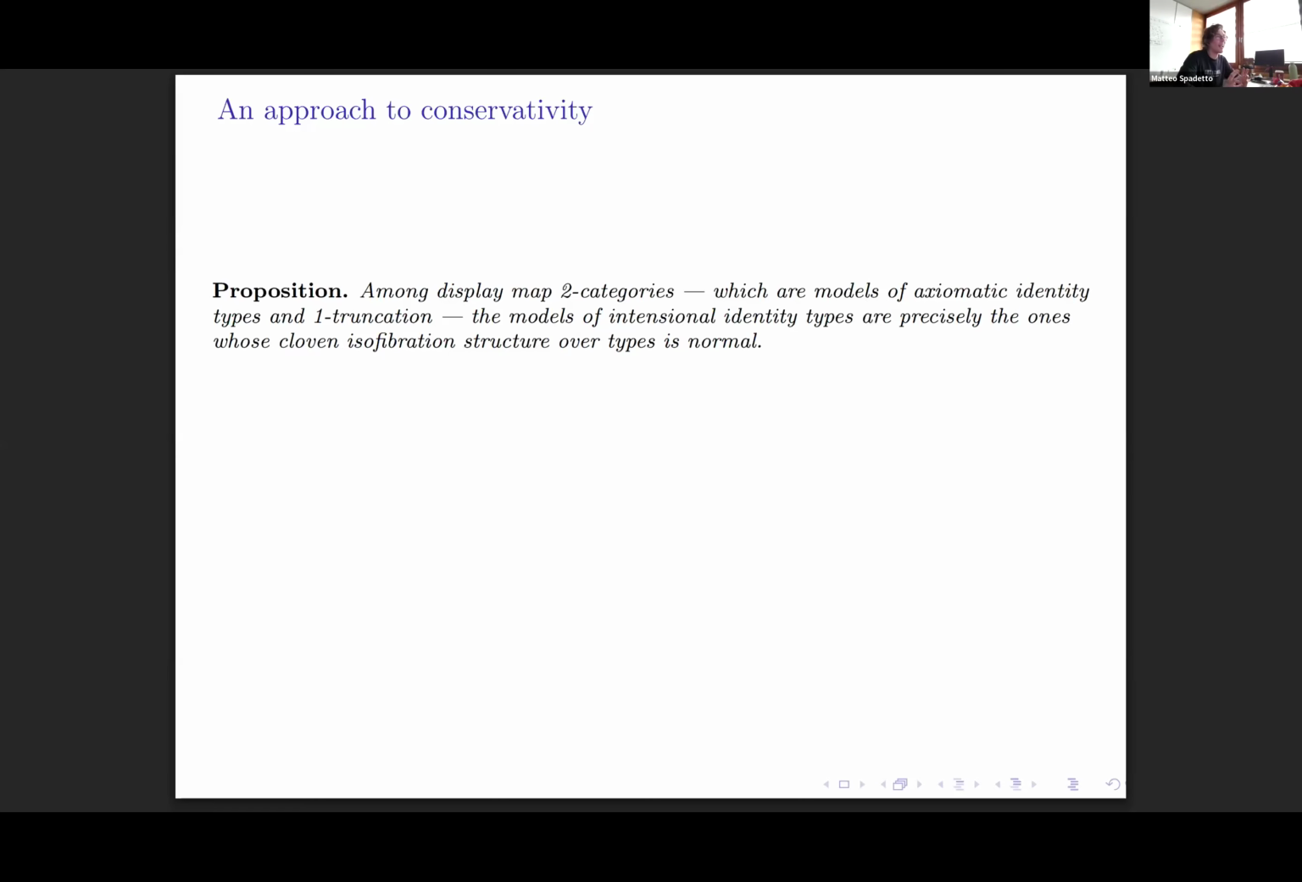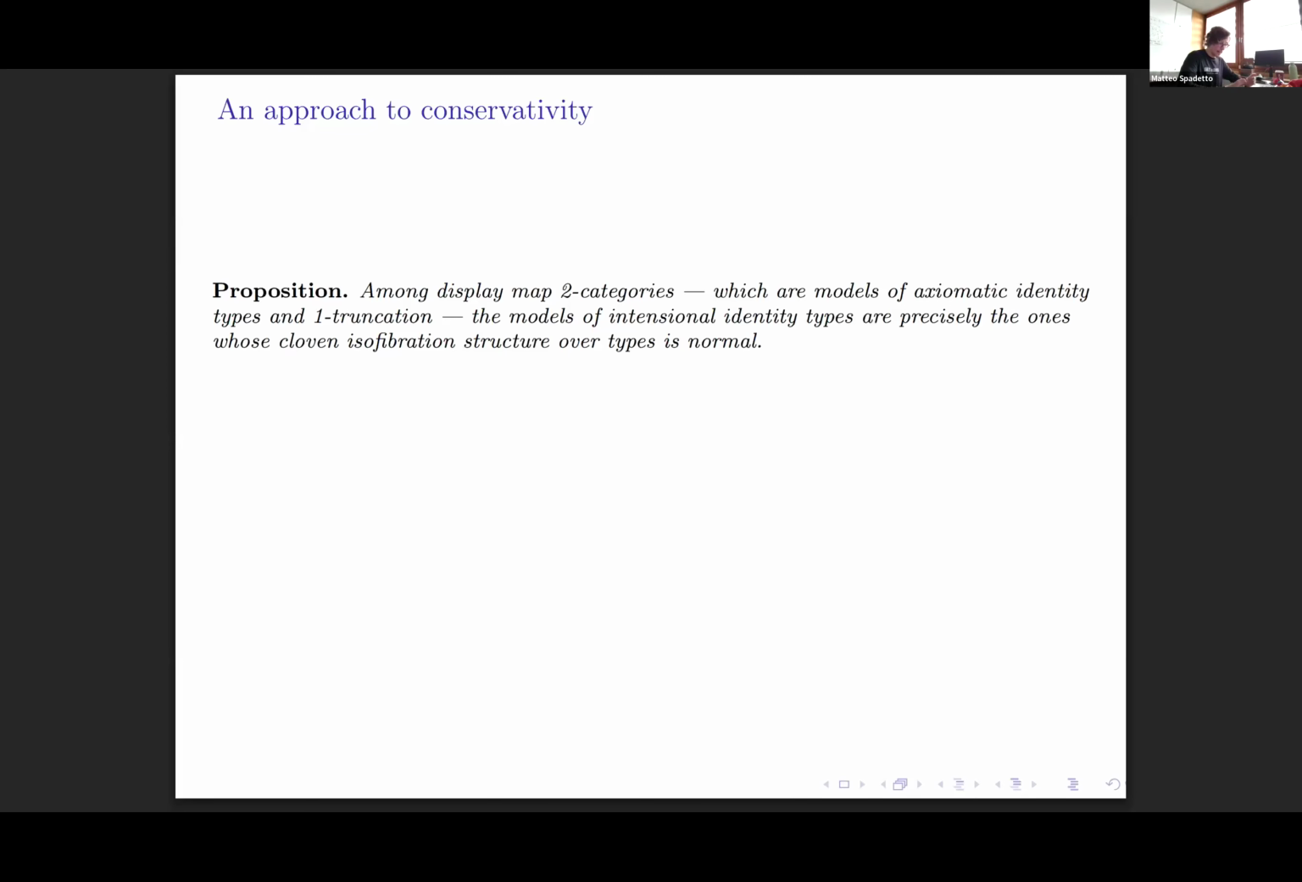We have a categorical description of models of axiomatic identity types and intensional identity types, where we know concretely what's the difference between models of axiomatic identity types and models of intensional identity types. We have a way to distinguish between these two families of models that we can work with. We can work with this concretely because we know that the only difference is the isofibration structure over types.